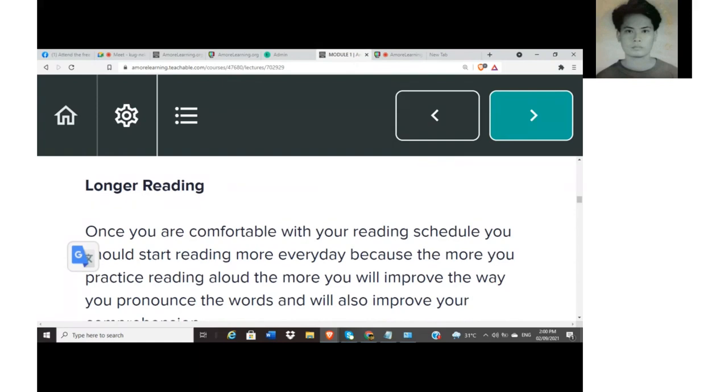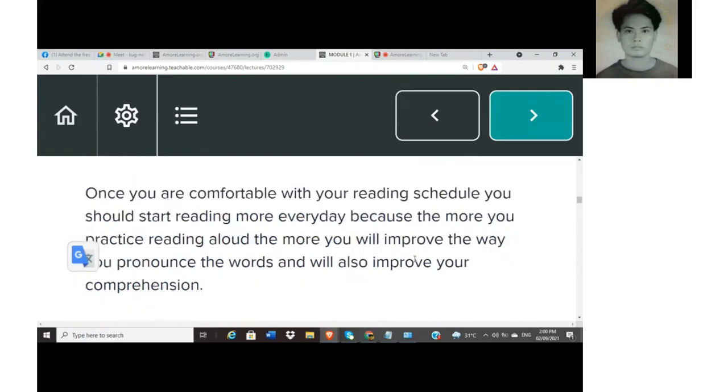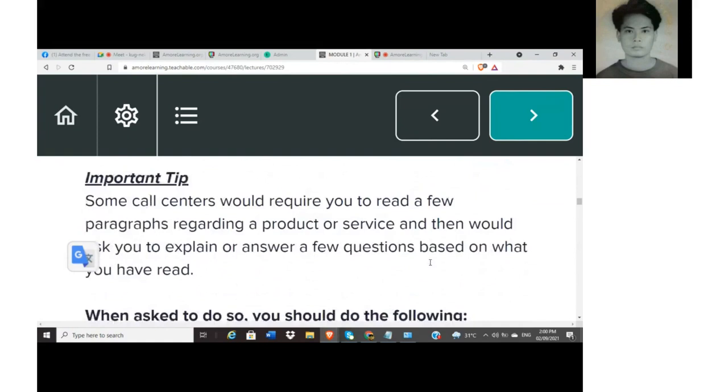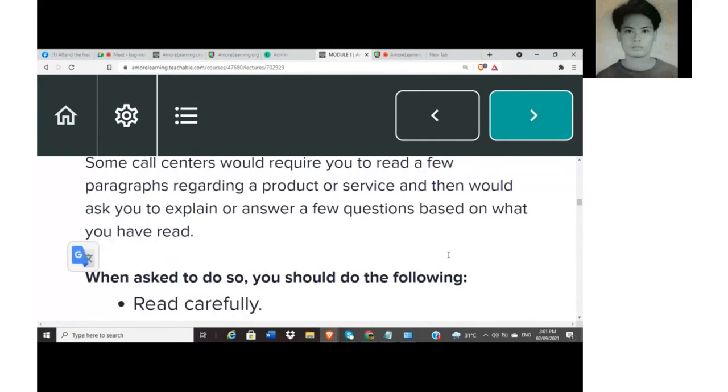Once you are comfortable with your reading schedule, you should start reading a lot more, because the more you practice reading aloud, the more you will improve the way you pronounce the words, and you will also improve your comprehension. Important tip: some call centers would require you to read a few paragraphs regarding a product or service, and then would ask you to explain your answer. So answer a few questions based on what you've read.